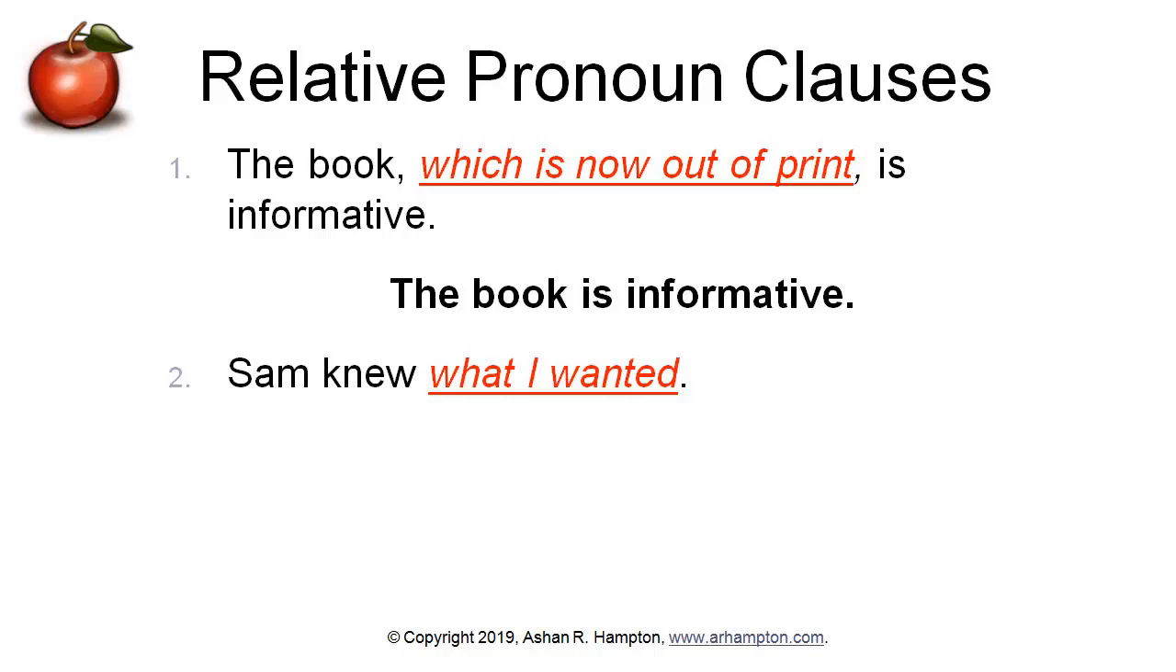Second example, Sam knew what I wanted. What I wanted is the relative clause because what is the relative pronoun. You have a complete sentence, Sam knew. You have a subject and a verb. Sam is a subject, which is a noun. Knew is a verb. But you lack detail without that relative clause.